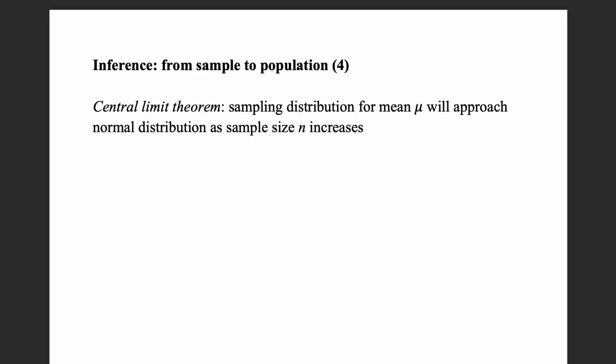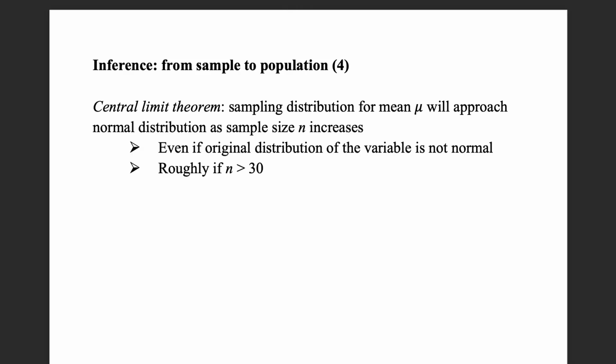So the more we increase our sample size, the more the sampling distribution will take this bell-shaped distribution that we know as the normal distribution. As a matter of fact, the central limit theorem tells us that this is even true if the distribution of the variable that we are interested in is not normal.